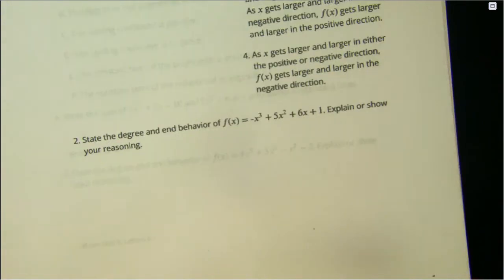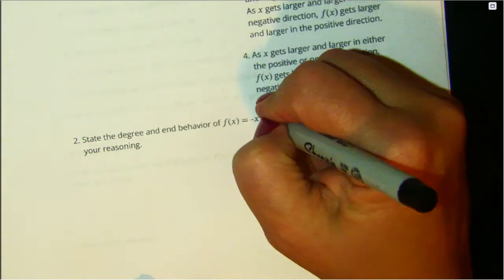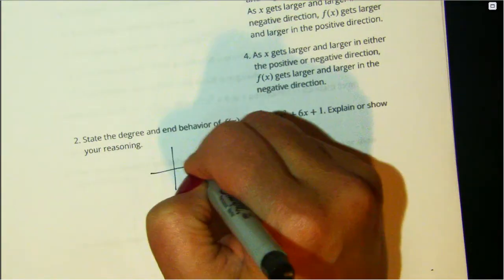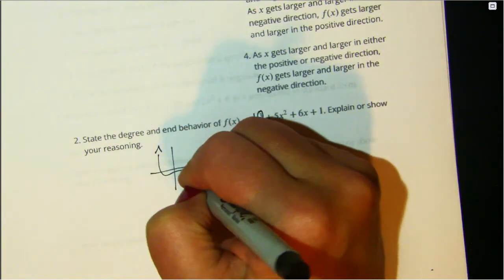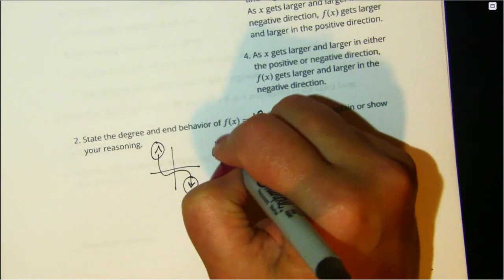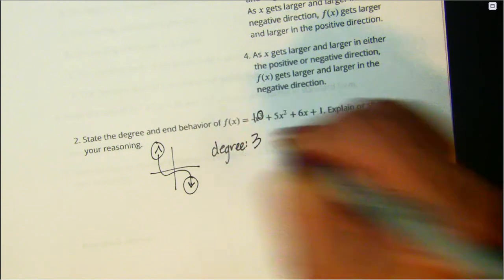All right, number 2, state the degree and end behavior. Explain or show your reasoning. So this is an odd with a negative lead coefficient. So I know it looks something like this. So the degree is 3.